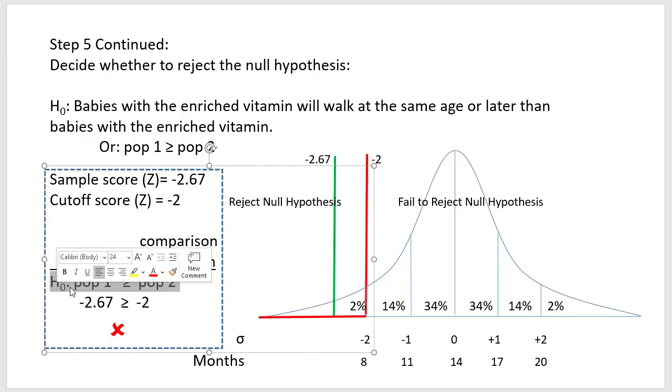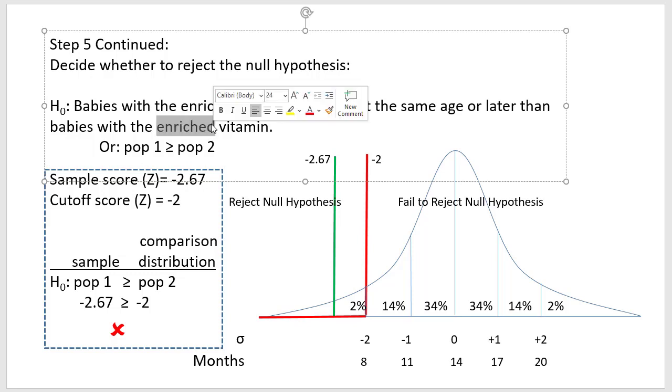We reject the idea that our sample had a score that was greater than or equal to our comparison distribution's cutoff score. We reject the null hypothesis. We reject the idea that babies with the enriched vitamin will walk at the same age or later than babies with the enriched vitamin. Oops. Looks like I made a mistake all the way through. I'm going to fix it here.